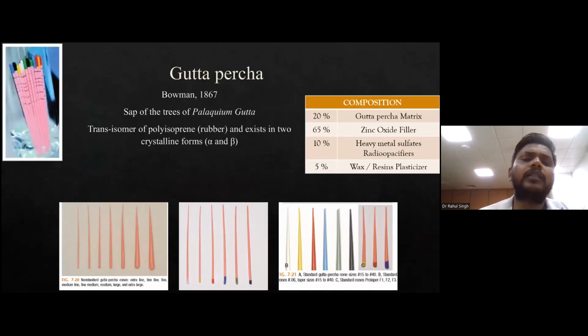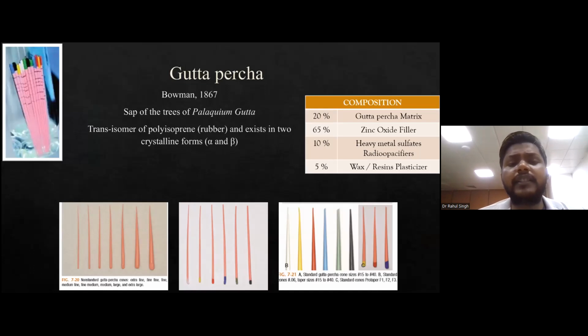Coming on to gutta-percha, which is the present day and most commonly used obturating material, introduced by Bowman way back in 1867. We take it from the sap of the trees of Palaquium gutta, and it's nothing but a trans isomer of polyisoprene rubber and exists in two crystal forms, that is alpha and beta. What we use, as you can see in your image, is in the beta phase. That is, the material is a solid mass, and we can compact it.